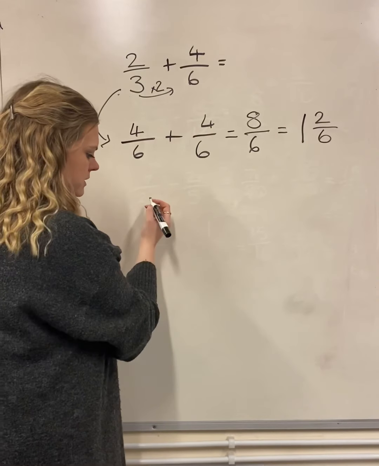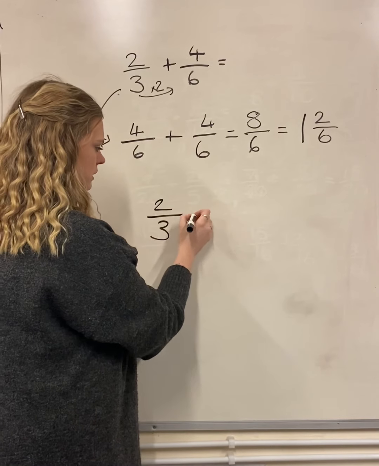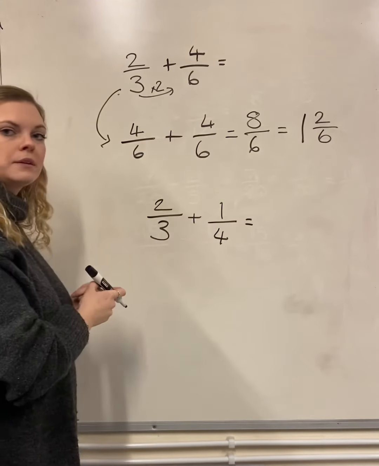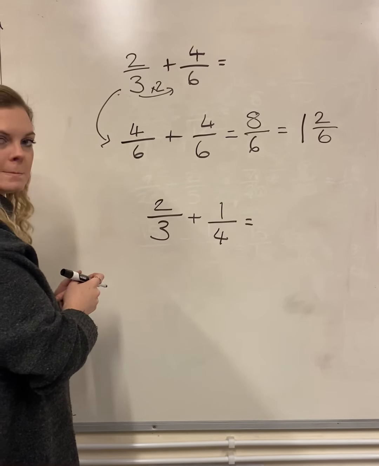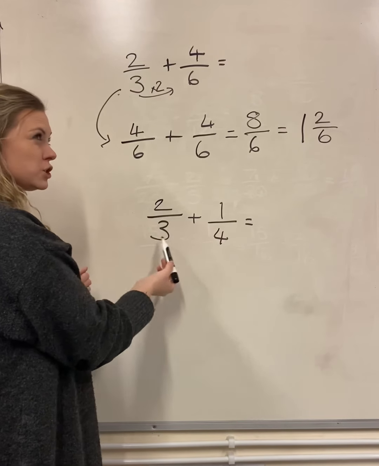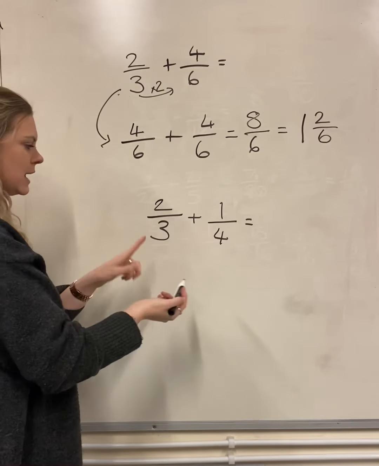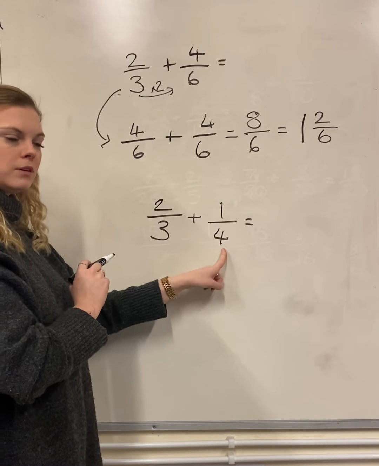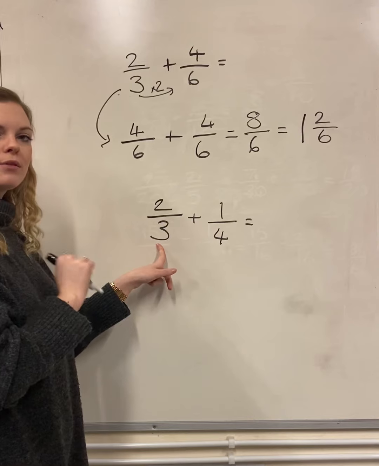And this time, what if I had 2/3 and 1/4? Okay, they are both different like they were before, but I can't change just one denominator to make the other. I can't times 3 by anything to get 4. Okay, or I can't times or divide 4 by anything to get 3.